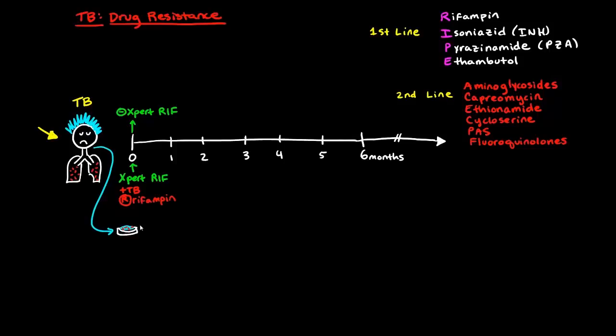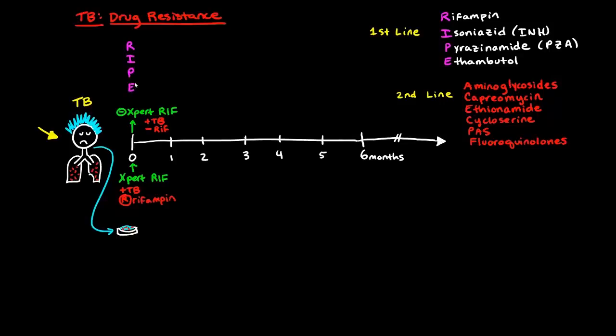So while we're waiting for the culture results and sensitivity testing to come back, we need to start therapy for this TB infection. And the standard therapy is using all of the first-line drugs that you've listed in the top right-hand corner that we referred to before as RIPE. The rifampin, isoniazid, pyrazinamide, and ethambutol.